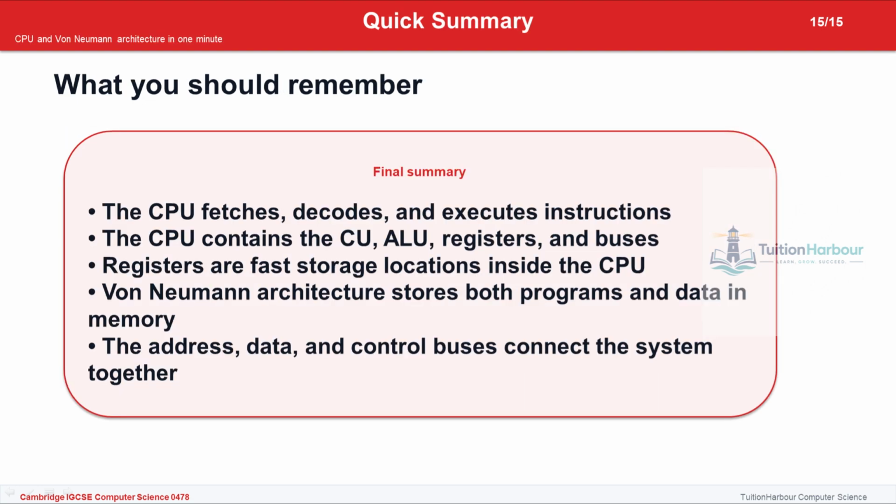Summary. The CPU fetches, decodes, and executes instructions. Its main parts are the control unit, ALU, registers, and buses. Von Neumann architecture stores programs and data in memory. The address, data, and control buses connect the CPU with the rest of the computer.